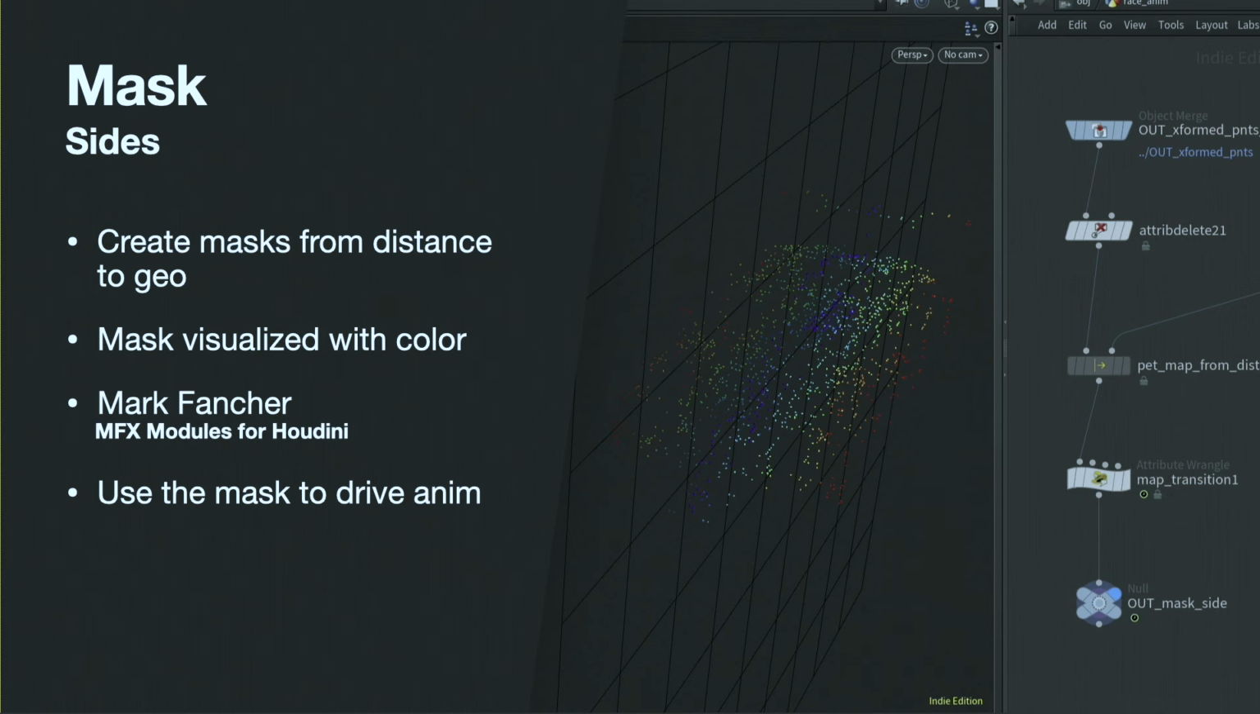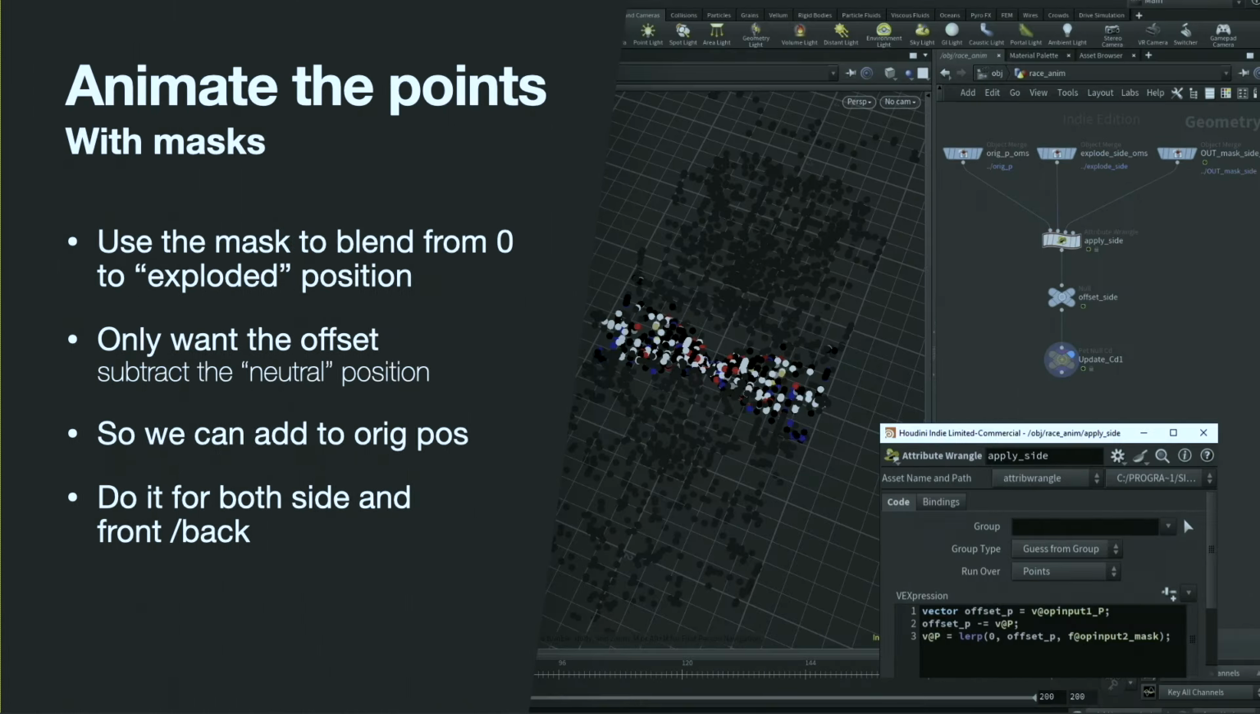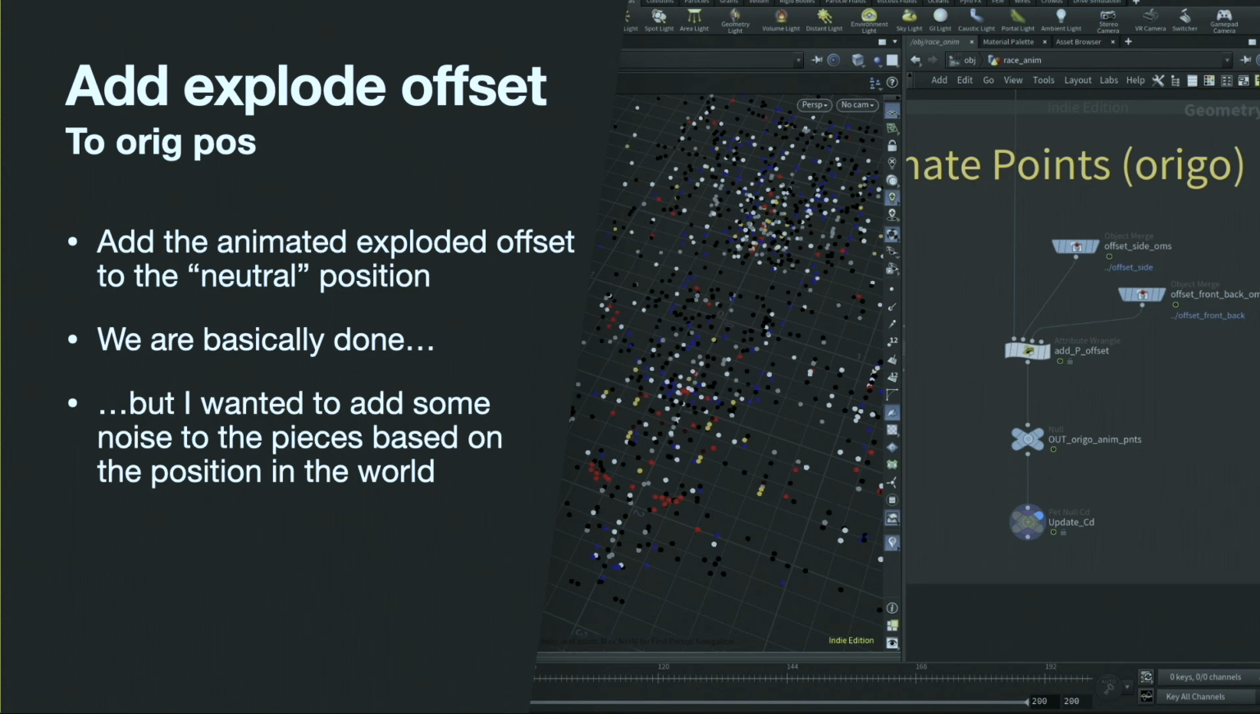And I created an HDA that is based on the work of Mark Fancher. He has some really good tutorials, and especially look at the MFX modules for Houdini. It's really, really good. And then we use this mask to drive this animation. And we do the same for back and forth, or front and back. What we do here is we want to have this offset going from 0 to the exploded state, so that in this node setup, we add this animation to the neutral positions, and then we add this offset.